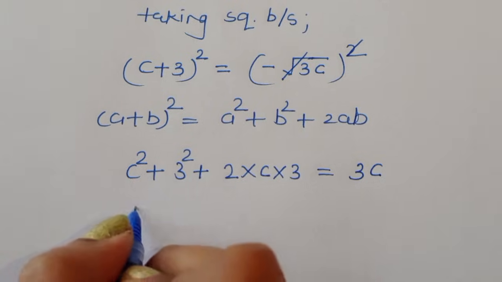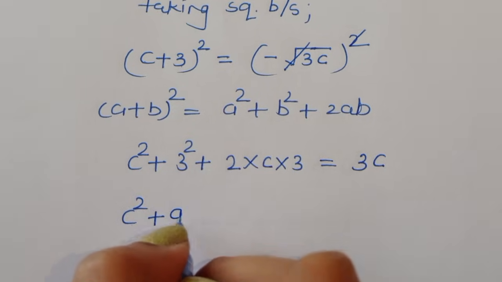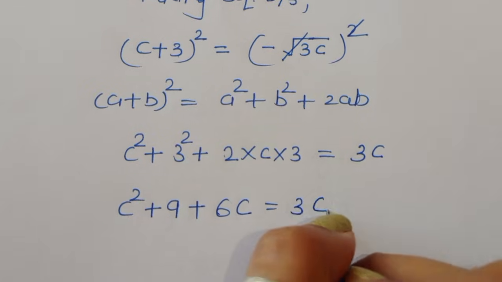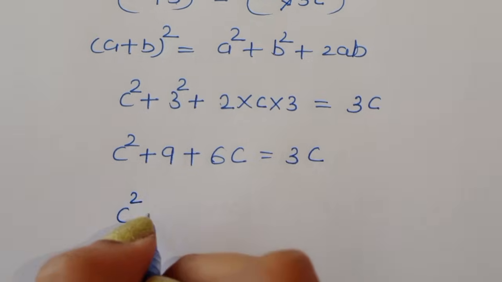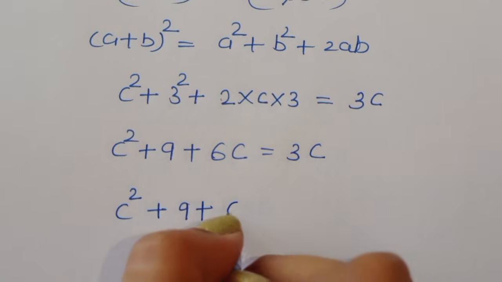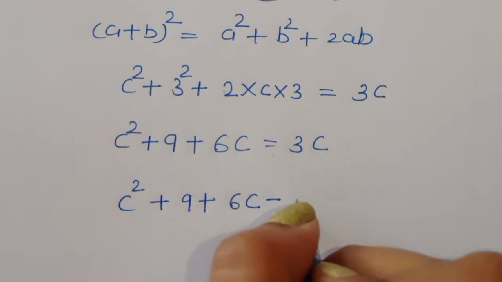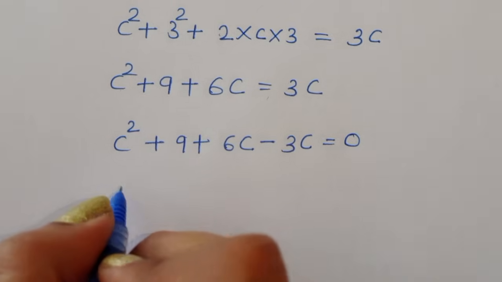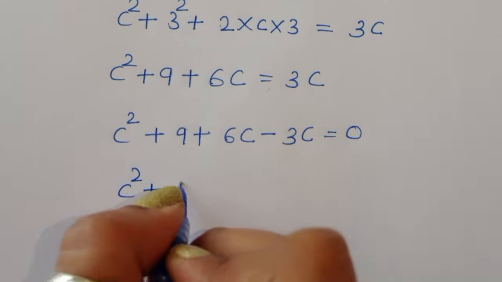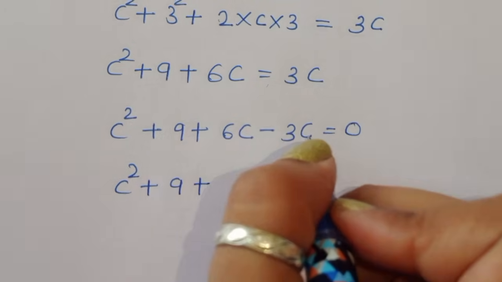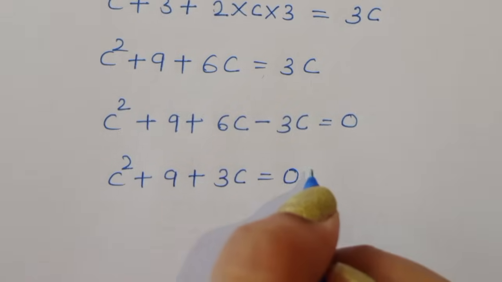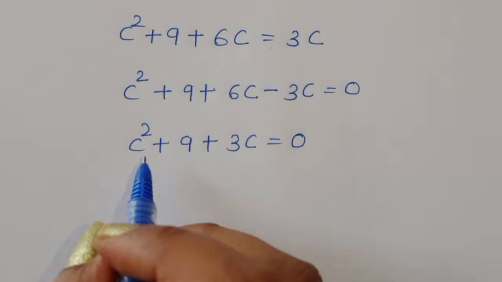So c squared plus 3 squared is 9, plus 2 times 3 is 6c, is equal to 3c. So here c squared plus 9 plus 6c minus 3c is equal to 0. This is the equation form. So c squared plus 9 plus 6c minus 3c, it will become 3c, is equal to 0. Now this is the quadratic form.